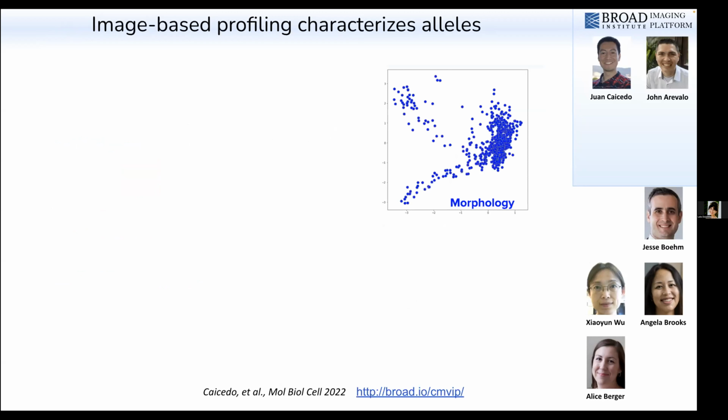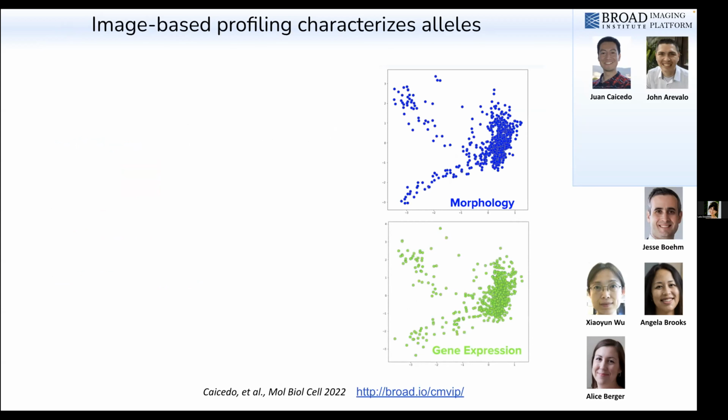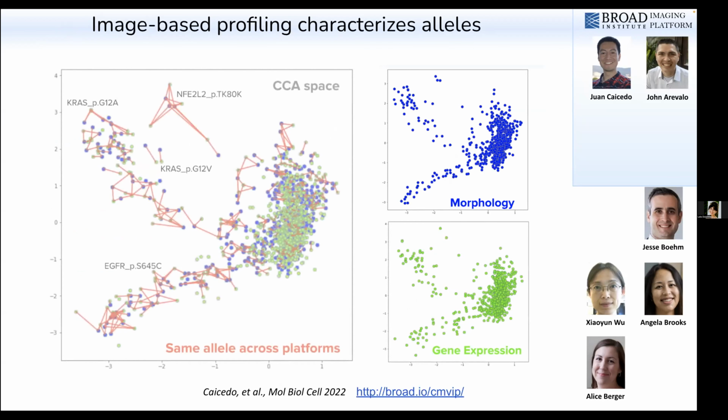In this same paper led by Juan Casito, we have once again studied the complementarity of cell painting and L1000. Here's a simple way of visualizing the complementarity. Each data point here is an allele that was tested in cell painting. Each data point here is the same set of alleles tested in L1000. And now we have the two plots overlaid with lines connecting the same allele measured in the two assays.